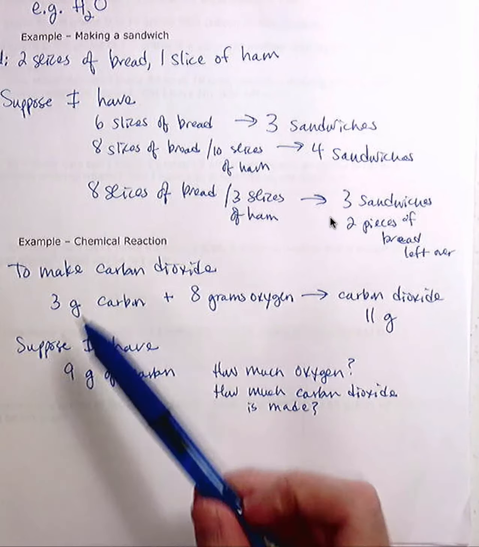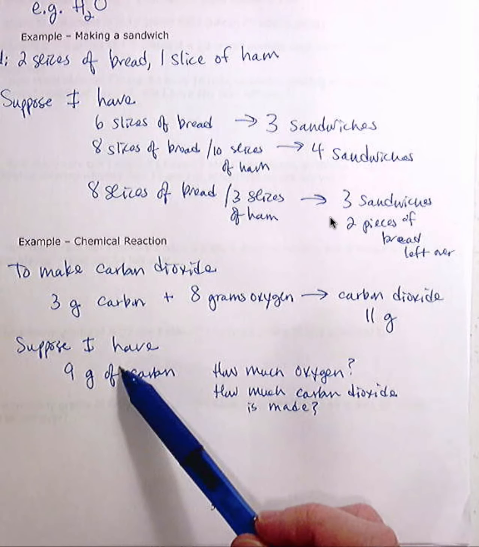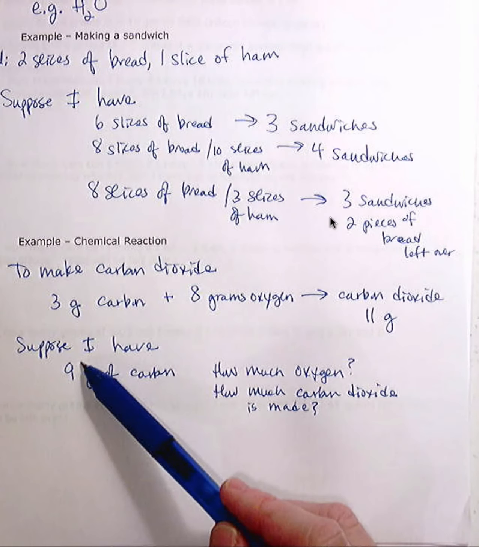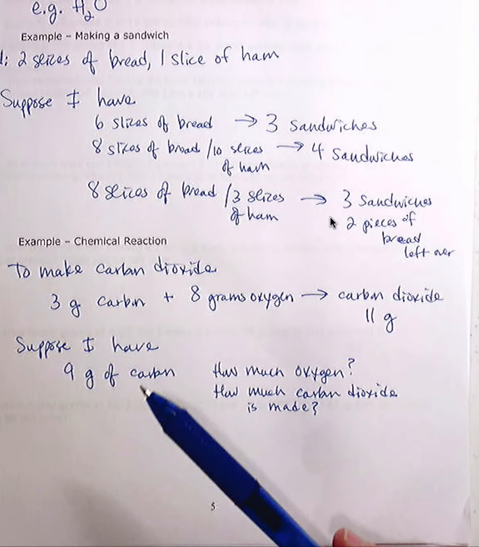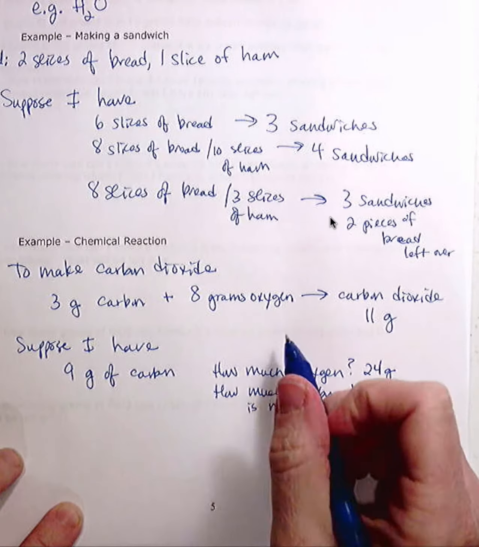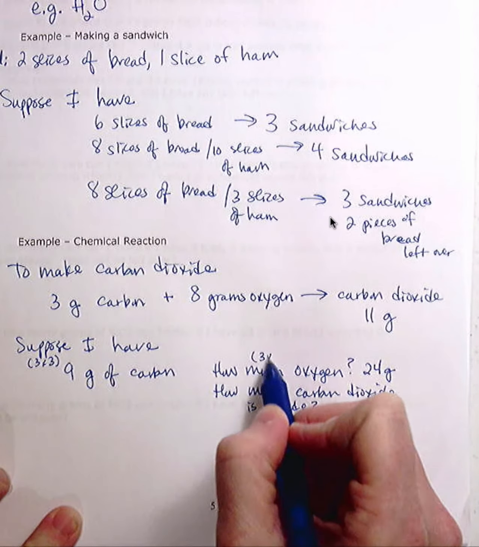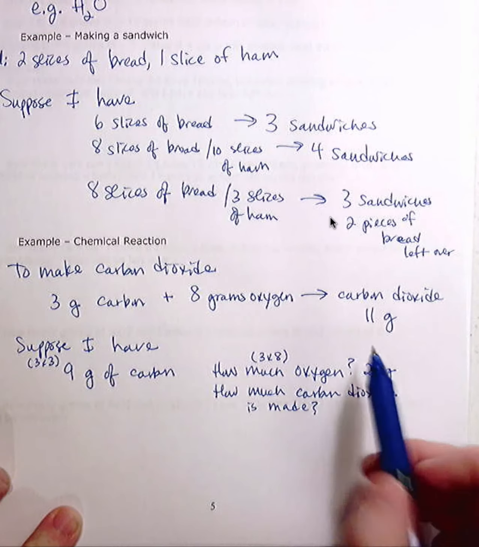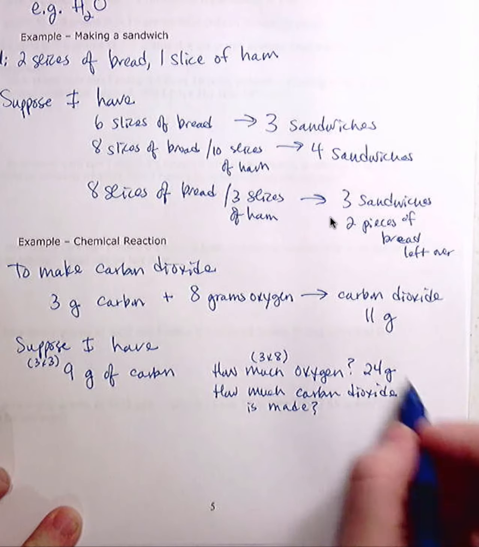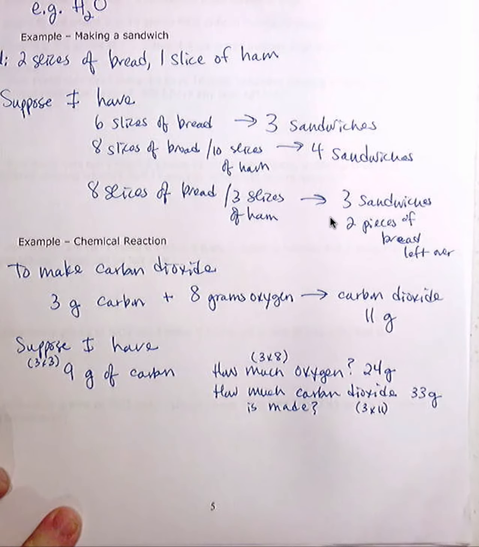Okay, so we know that we need 3 grams. So 3 times 3 is 9. So if we factor in the same increase, 8 times 3 will give you 24 grams of oxygen, because this was 3 times 3, and this is 3 times 8. And then you're going to multiply the carbon dioxide by 3. So you'll get 3 times 11, or 33 grams.